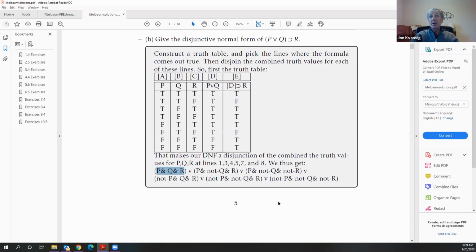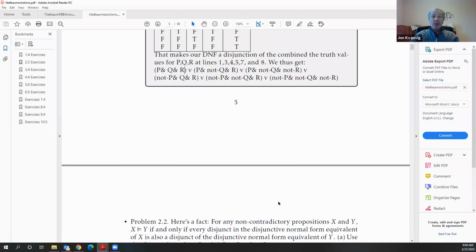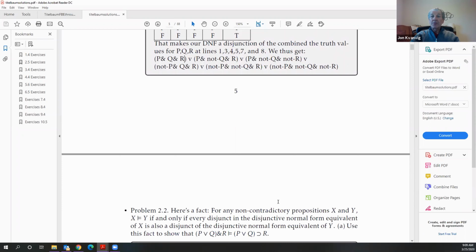In fact, it will pop up in a proof. The proof of our general disjunction rule will employ a version of disjunctive normal form in the proof itself. Okay, 2.2 we're fine about. It's not on the exam.